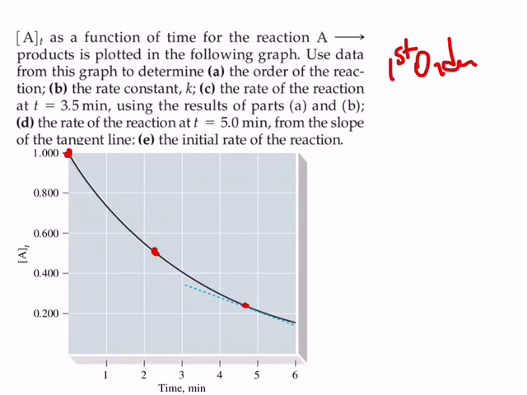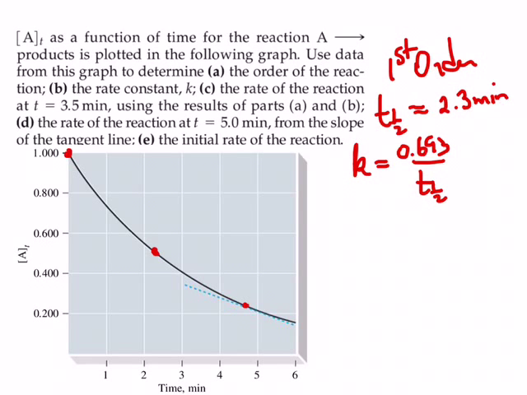Well, if we estimate the half-life looks to be just more than 2 minutes, so I'm going to estimate that the half-life is about 2.3 minutes. So now I can say the rate constant is 0.693 over the half-life. I just did a bit of algebra there. And so 0.693 divided by 2.3, we get 0.30 minutes to the minus 1.